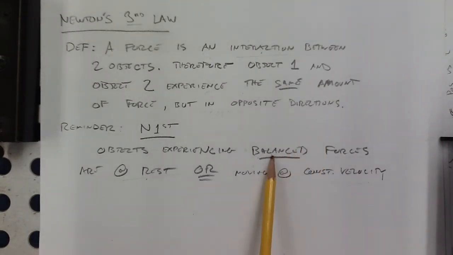If the forces are balanced, then its motion doesn't change. If it's at rest, then it's going to stay at rest. If it's moving, it's going to keep moving in exactly the same way. So imbalance causes change, and balance leaves things alone. If it's already at rest, stays at rest. Already moving, going to stay moving. So that's Newton's first law.